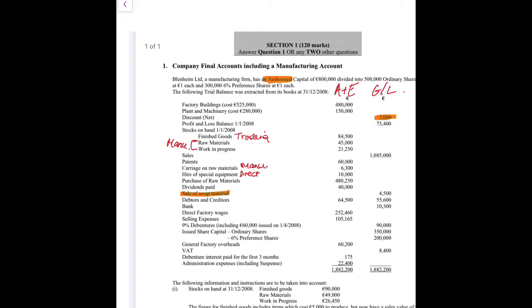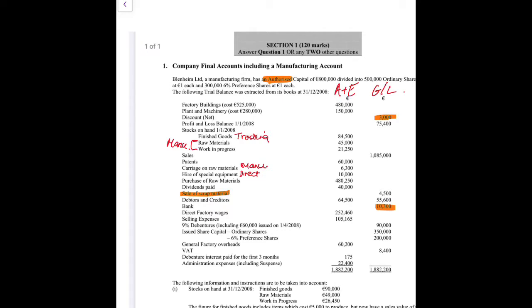Your debtors and creditors then. Debtors are in the debit column, creditors are in the credit column. Bank, you always need to check and see what side your bank is on. We've got a current liability here, so that it's on the credit side, so it means you've got a bank overdraft. Your direct factory wages then, they're going to be a direct cost in the manufacturing account. Selling expenses, they're going to go into your selling and distribution expenses.